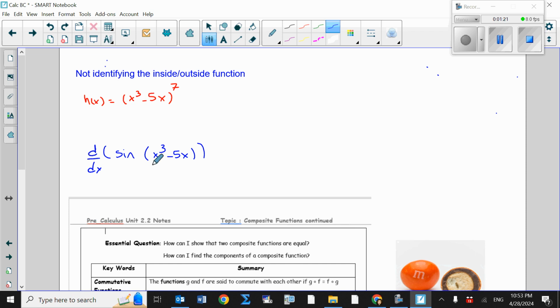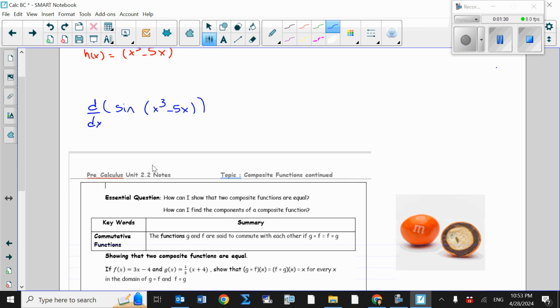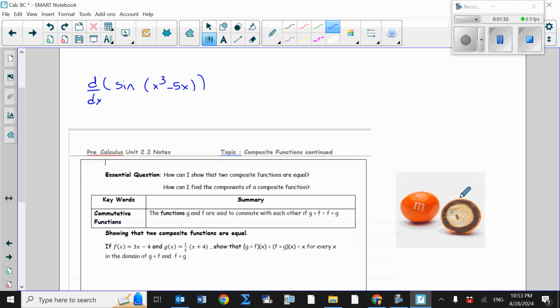In the next example, they know this is a composite function and they need to use the chain rule, but sometimes they forget that they need to take the derivative of the outside one first. So I give them an M&M chocolate and I ask them to put it in their mouth and melt it, and ask them, which part do you taste first? Of course, they taste the outside one first and then the inside one. I tell them that's the same. You need to take the derivative of the outside one first, and then you taste the inside. Then you take the derivative of the inside.